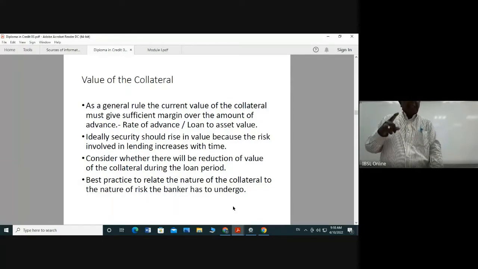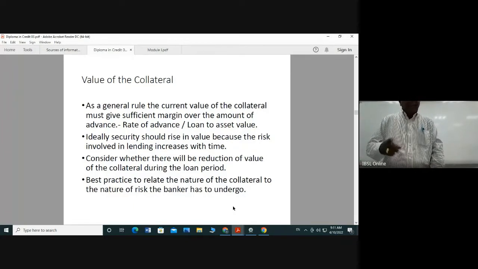Ideally, security should rise in value because the risk involved in lending increases with time. If you are granting a facility to the customer, he pays the first installment, and then he defaults, what will happen? Interest also will add on. Then what is happening? The risk is increasing because interest is also adding on. So ideally, the security should rise in value. In the case of properties, land and building, they always rise in value.